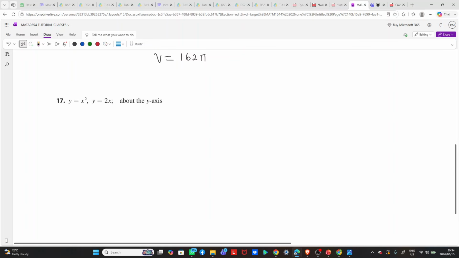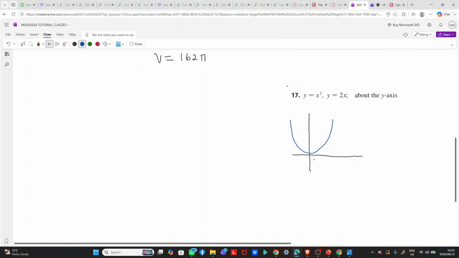So what do we have now? Allow me to put this on the side there. Okay. So I'm going to sketch the function y equals x squared. It's going to look more or less something like that. Then the other one, y equals 2x. I mean, you can draw something like that.